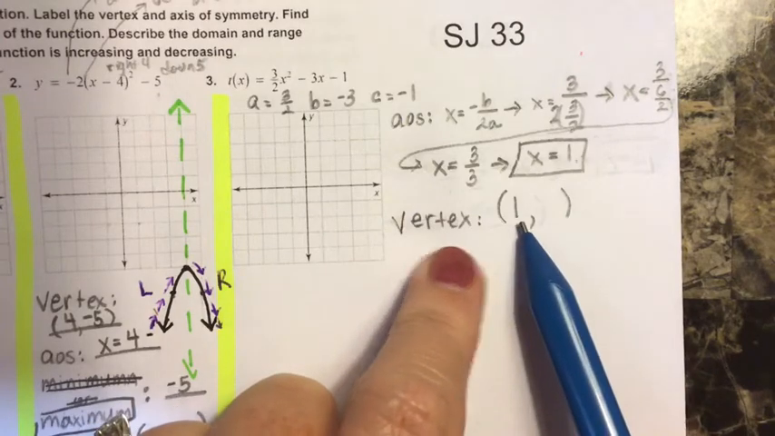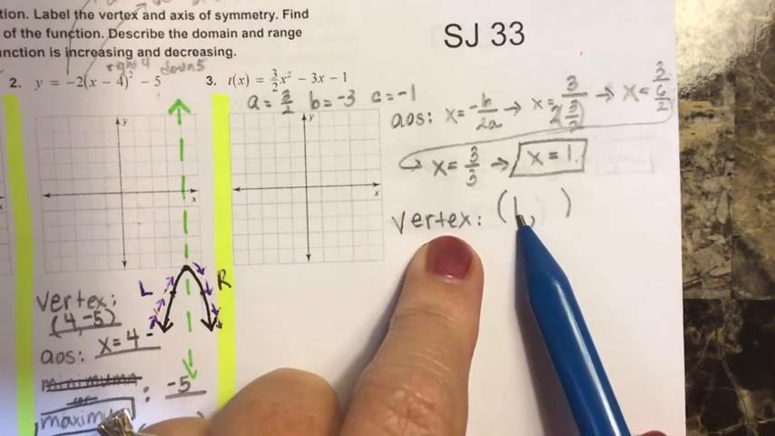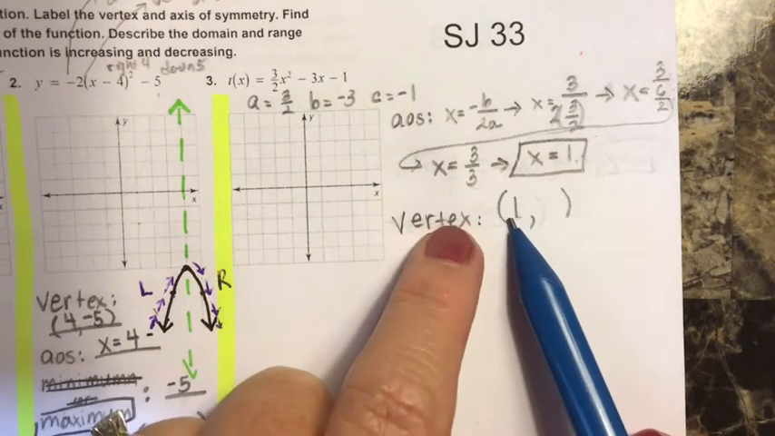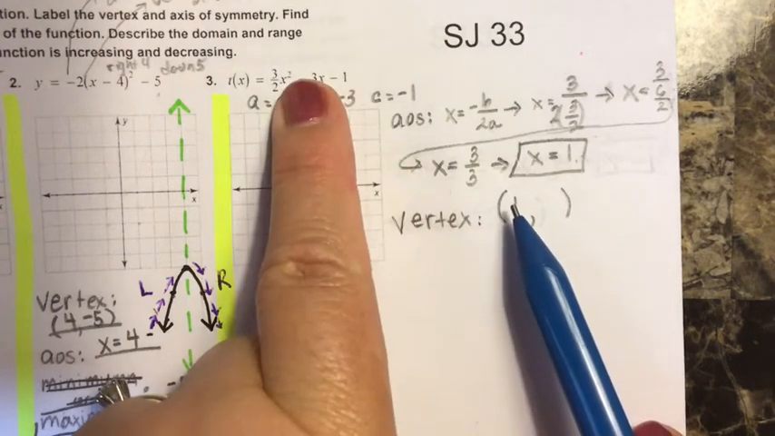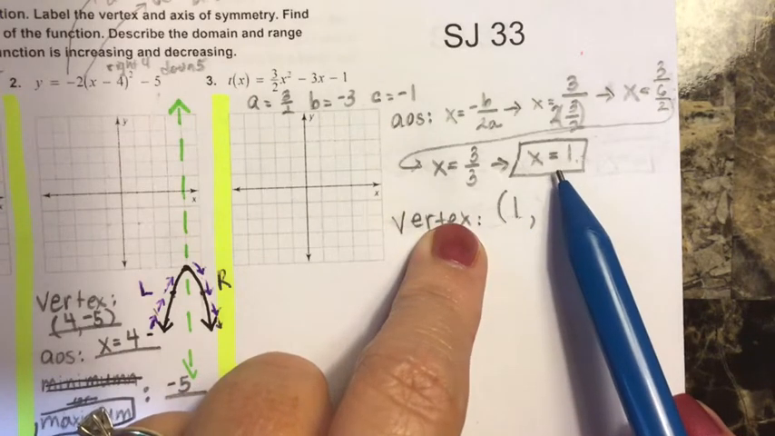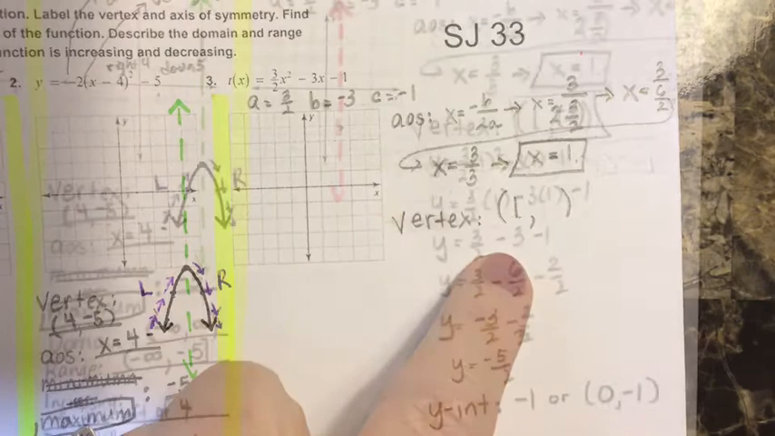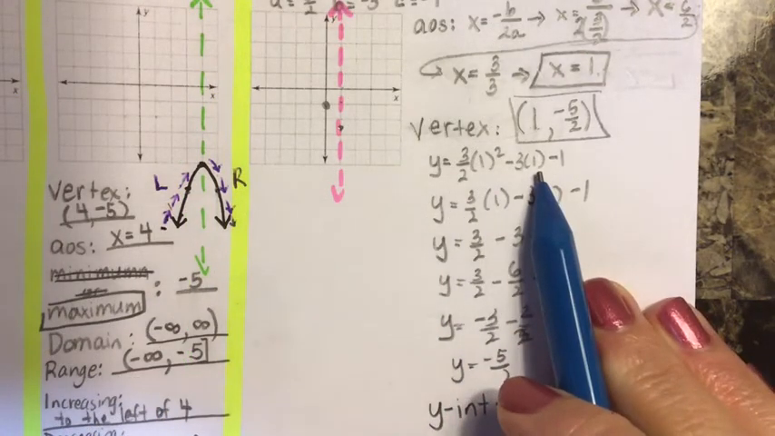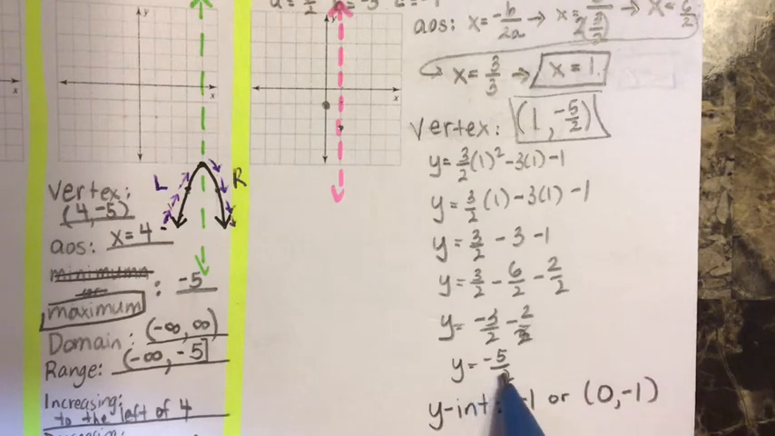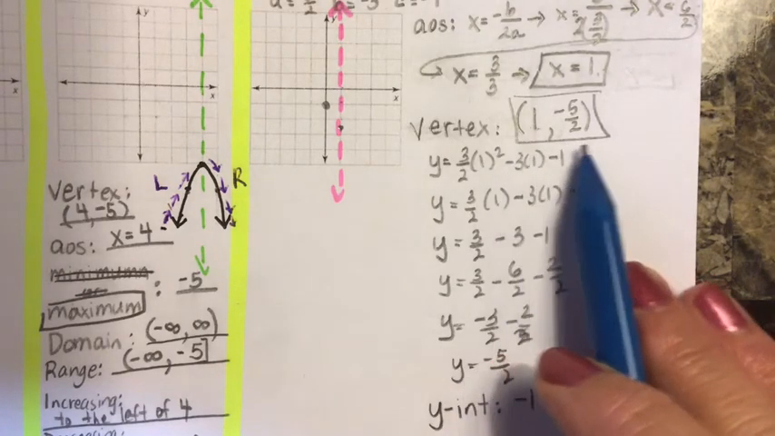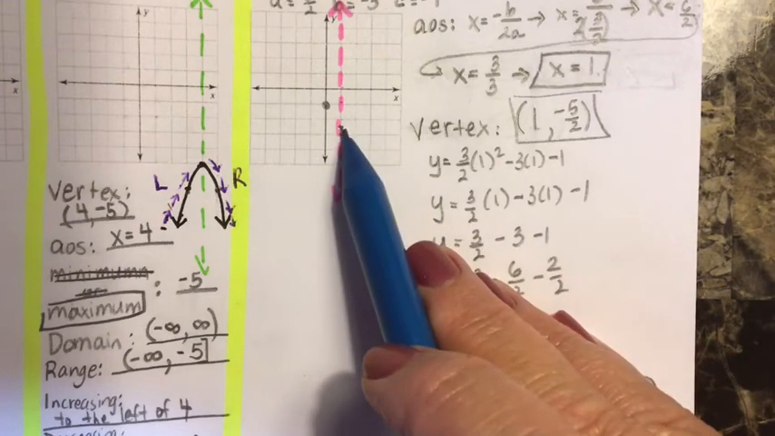For my vertex, I now know that 1 is the x-coordinate of my vertex. I will substitute 1 into this function to find y. I will also draw the axis of symmetry on this graph. I substituted 1 into the original function, and I got the answer y equals -5/2. So my vertex is 1, -5/2, and that's this point here.